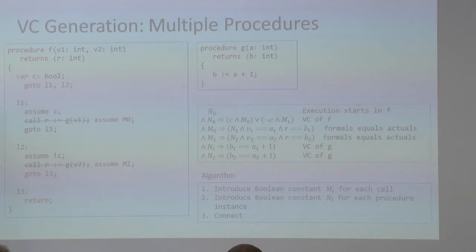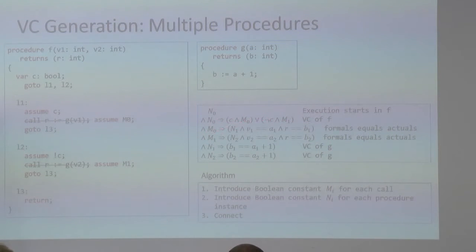Ni is going to be associated with every procedure instance. So that means there's going to be a variable N0 that represents whether control starts at F, and variables N1 for this call and N2 for this call. All right? And this is how you do the VC generation. So you say execution starts in F, so N0 must be true. And if N0 is true, then the VC of F must be true. So this is the VC of F.